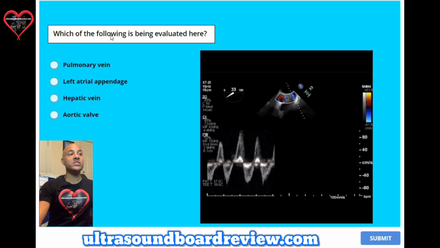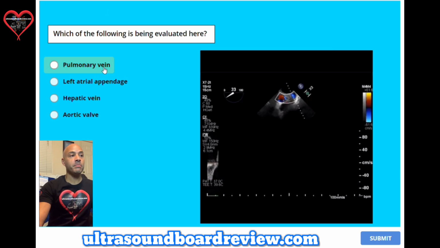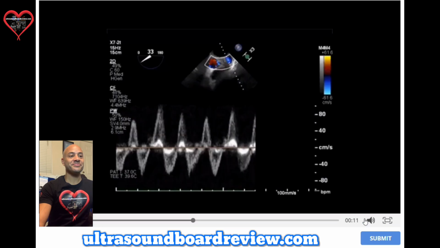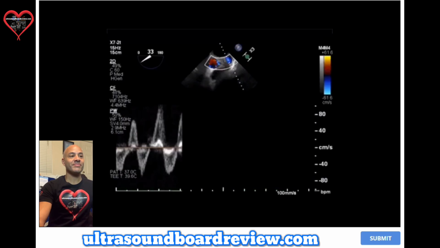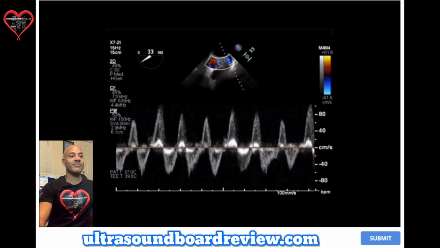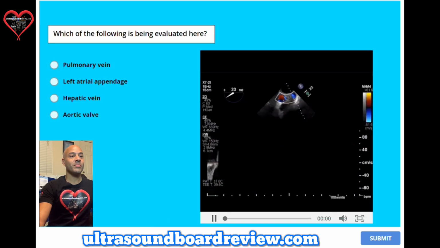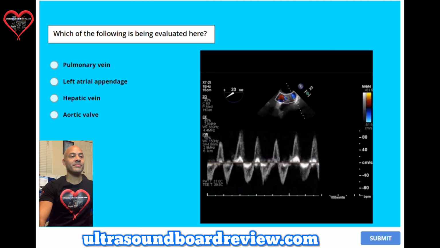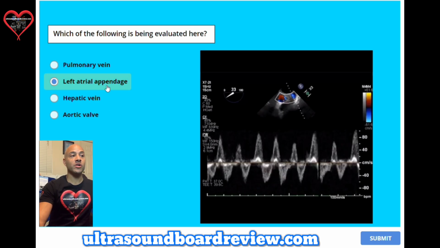Question 79. Which of the following is being evaluated here? A. Pulmonary vein. B. Left atrial appendage. C. Hepatic vein. Or D. Aortic valve. The answer is B. Left atrial appendage.